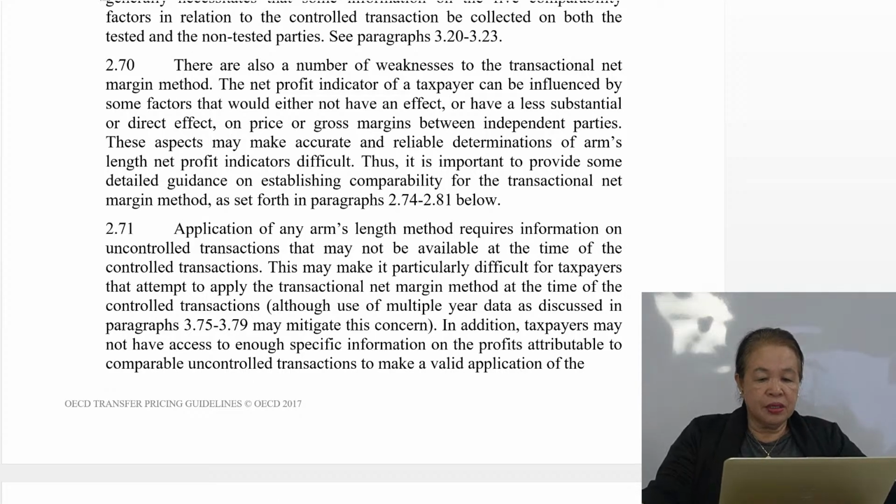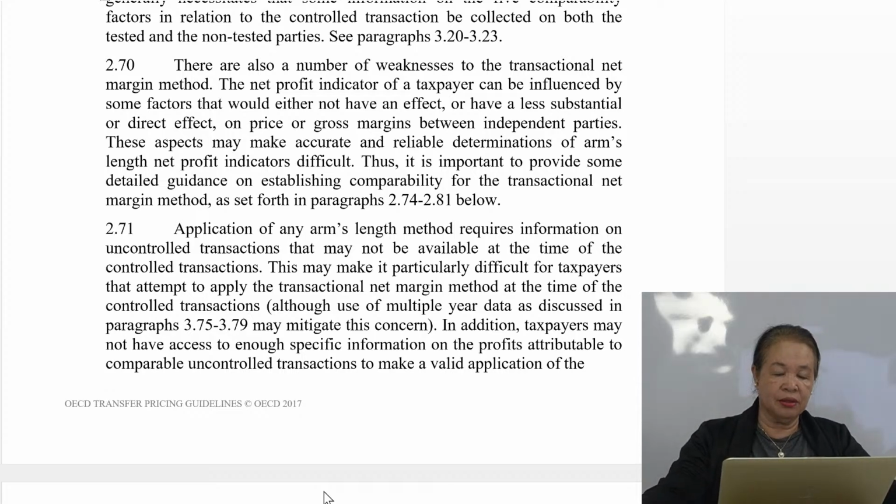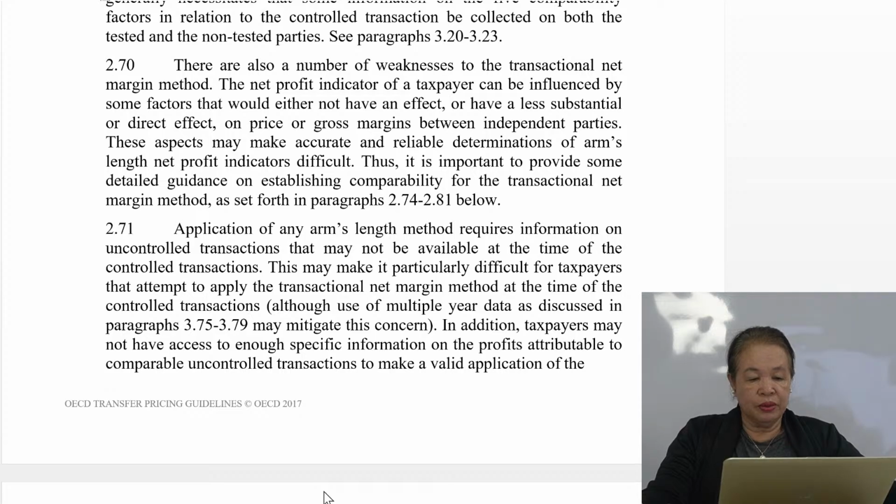So these aspects may make accurate and reliable determination of arm's length net profit indicators difficult, no? So mahirap. Thus, it is important to provide some detailed guidance on establishing comparability for the transactional net margin method as set forth in paragraphs 2.74-2.81 below, no?